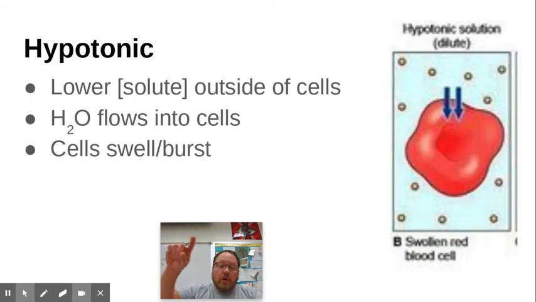Hypo means there's a low solute concentration outside the cell. So if there's a hypotonic solution, that means the solute concentration must be greater inside the cell. And since water follows a solute, that means water will flow into cells. And if water flows into cells, they can swell or burst. Okay. So again, hypotonic is describing the environment outside the cell. And that means there's a low solute concentration outside the cell. If there's a low solute concentration outside the cell, it must be that the solute concentration is higher inside the cell. And since water follows a solute, that's where water is going to go, into the cell.